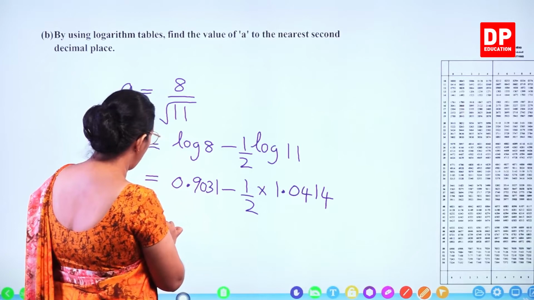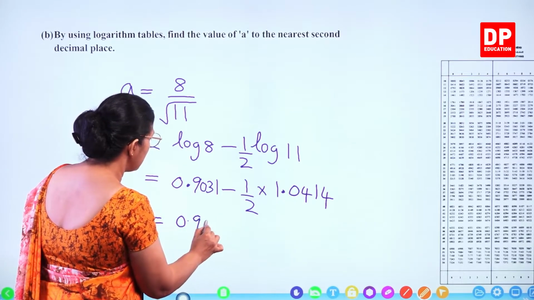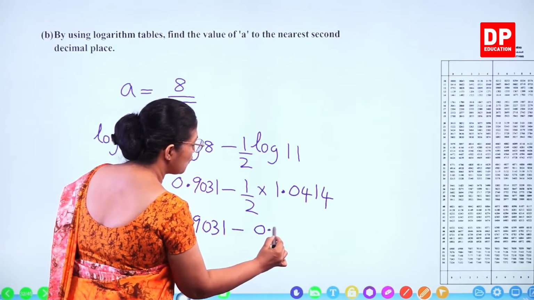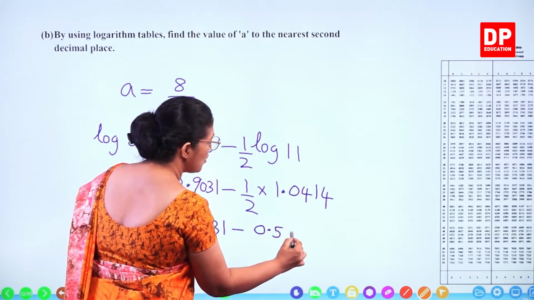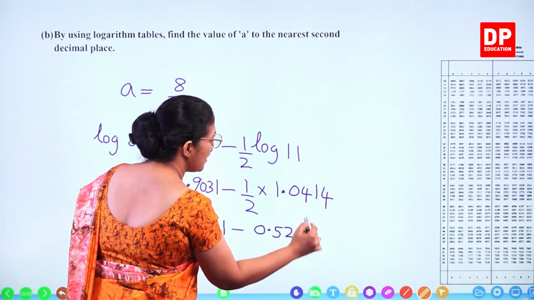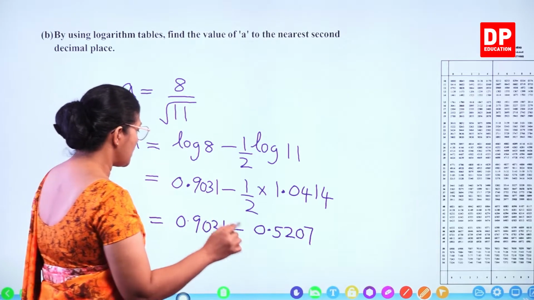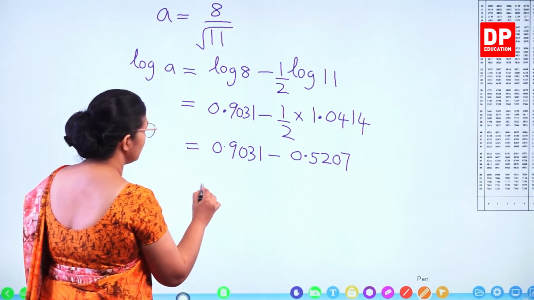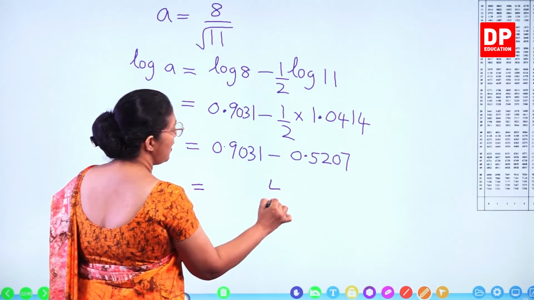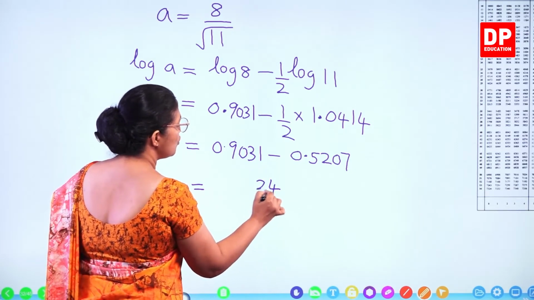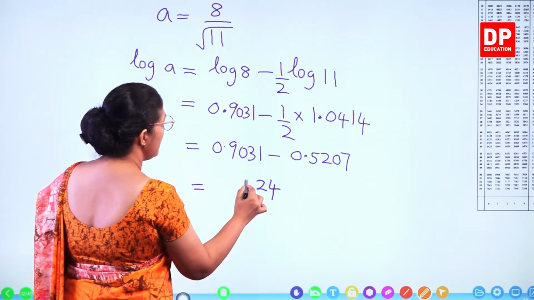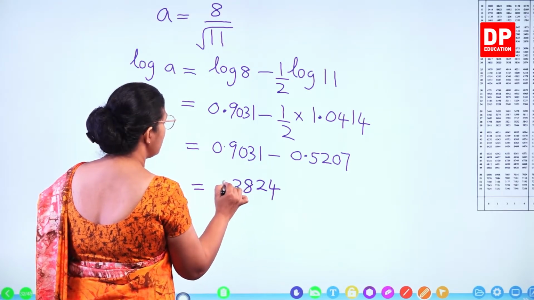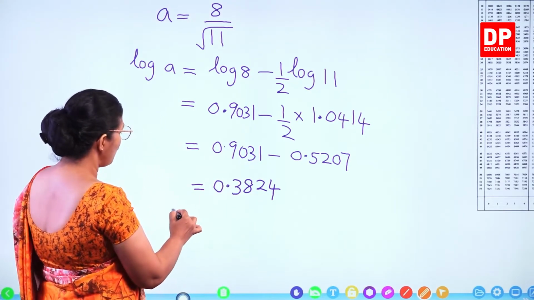Now first we can divide. Divide this by 2. 2 times 5, 10. 2 times 2, 2 times 0 here, 2 times 7. And now subtract these two values. 7 and 4, 11, 1 remaining. 2 and then 8 and here 6, 3. So 0.3824. How you find A?